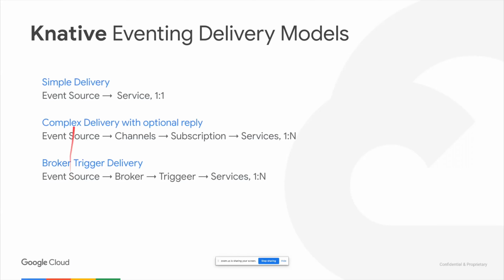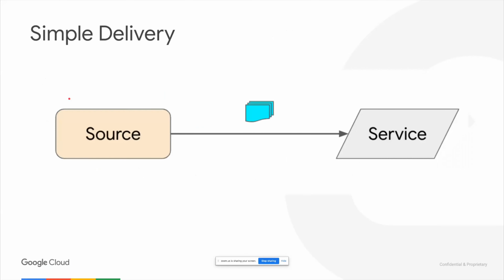But I will talk about the simple and complex as well, just so that we know how it works. So in simple delivery, you basically have an event source and you have a service. This is a Knative service or a Kubernetes service, and you want to directly connect them, right? You want to connect them directly. That's when you use simple delivery.